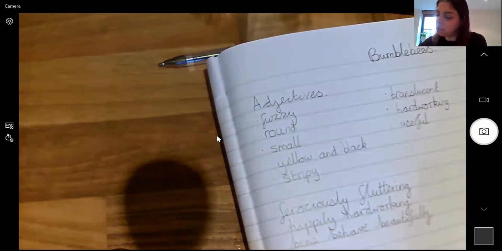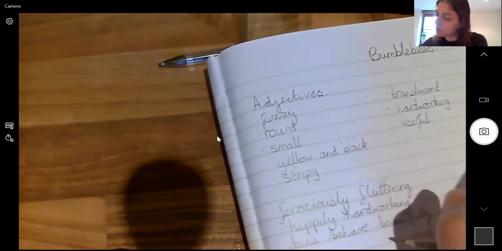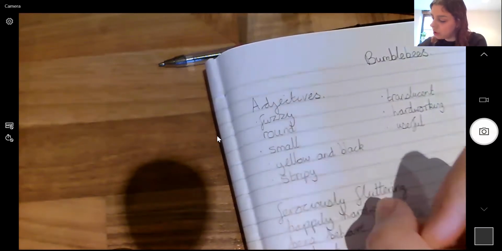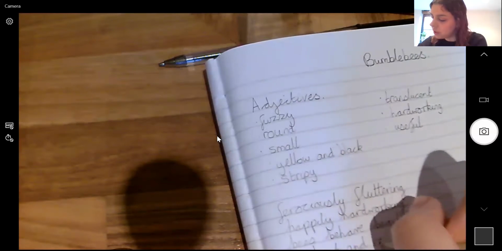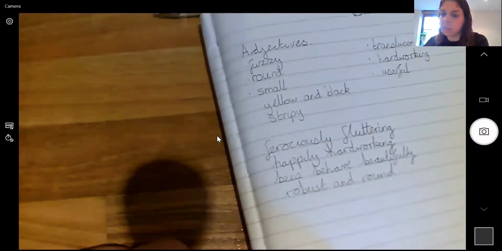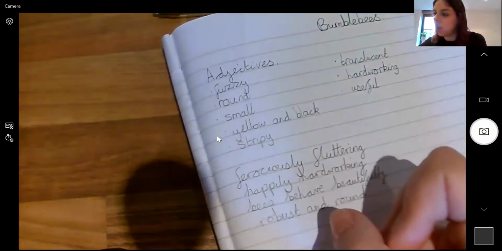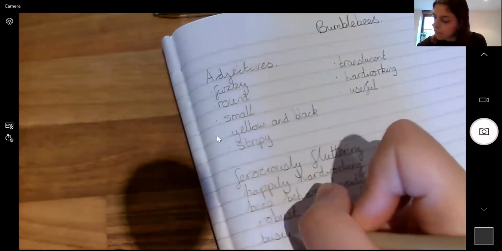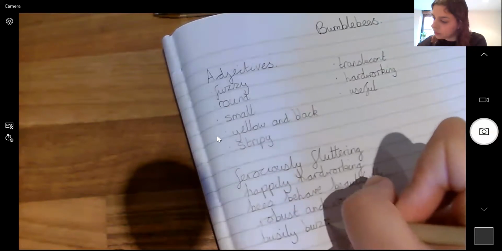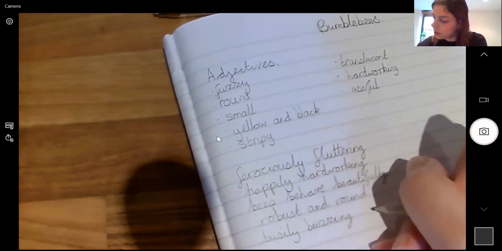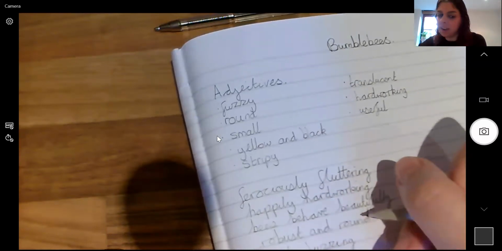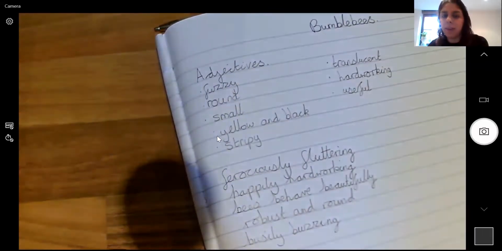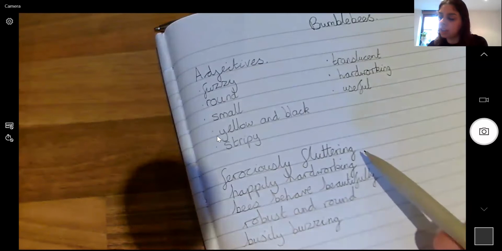I'm trying to think of ones for my fuzzy and round. What could I have? Robust, which means they're pretty strong, and round. They're just different notes that we can use when we want to include them in our poems. I'm going to think of one more. I'm going to say that they are busily buzzing. So I've got a range of alliteration there. You can think of some more, I'm sure. I'll try and have a think of some more of these as I write my poem. And that's fine. You've got some time to have a think, to try and convert it into alliteration.